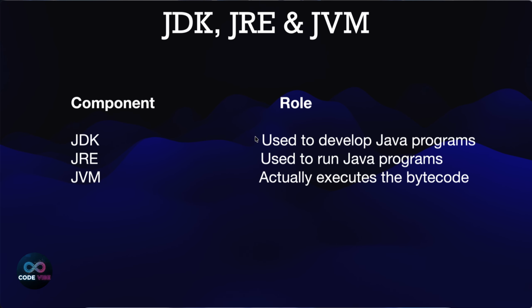So if we look at the complete process, there are two main stages: developing a Java program and executing it. Development requires tools provided by the JDK, while execution depends on the JVM, which is part of the JRE. Java programs run inside the JRE and are executed by the JVM. So the same has been written here. JDK is used to develop Java programs, JRE is used to run Java programs. JVM actually executes the bytecode.